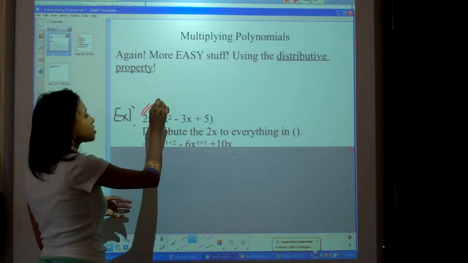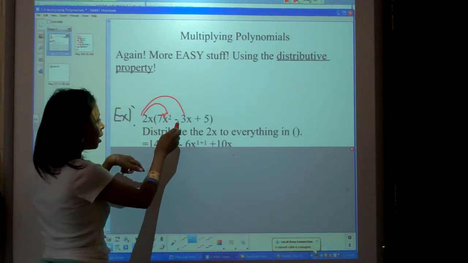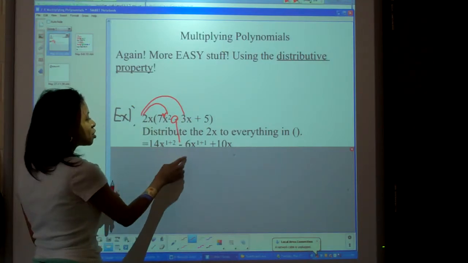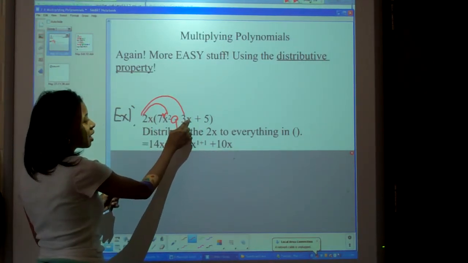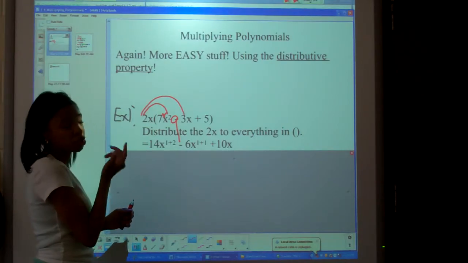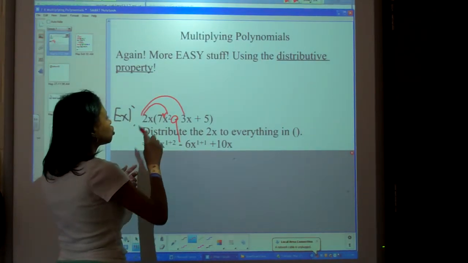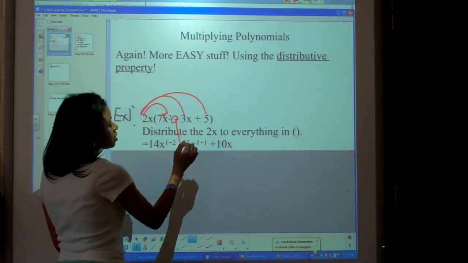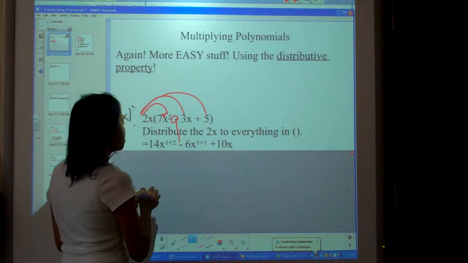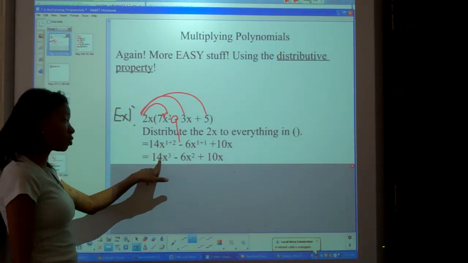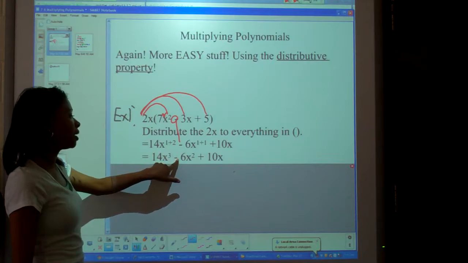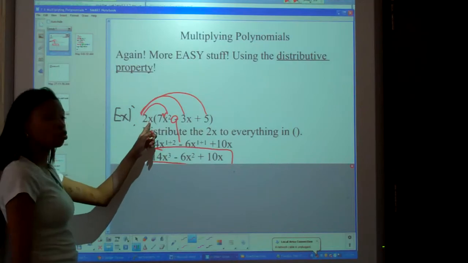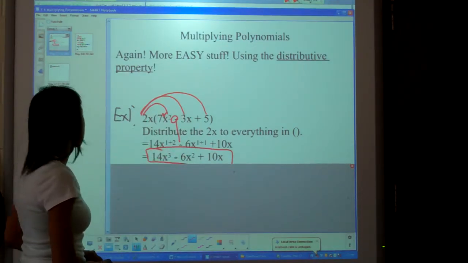And then we do the 2x, and it's going to be minus, brought down. Minus 2x times 3x. 2 times 3 is 6. X times x is x to the 1 plus 1 power, which is the second power, or square. And then we distribute, or share, this 2x to the 5. 2 times 5 is 10, and then x times 1 will be x, so it's 10x. So our final answer is 14x cubed minus 6x squared plus 10x. This is our final answer after we distribute the 2x to everything in the parentheses.